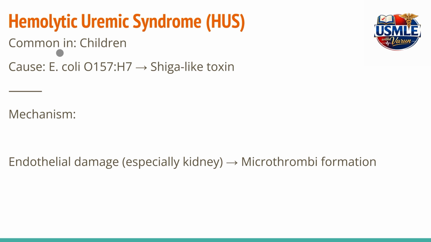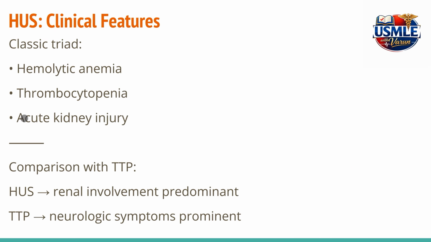Now, coming to hemolytic uremic syndrome, this is most commonly seen in children. It is caused by Shiga toxin from Escherichia coli O157:H7. So this toxin damages the endothelial cells, especially in the kidneys, and this eventually leads to microthrombi formation. The classic triad in hemolytic uremic syndrome includes microangiopathic hemolytic anemia, thrombocytopenia, and acute kidney injury, and another feature that can also be seen is acute bloody diarrhea.